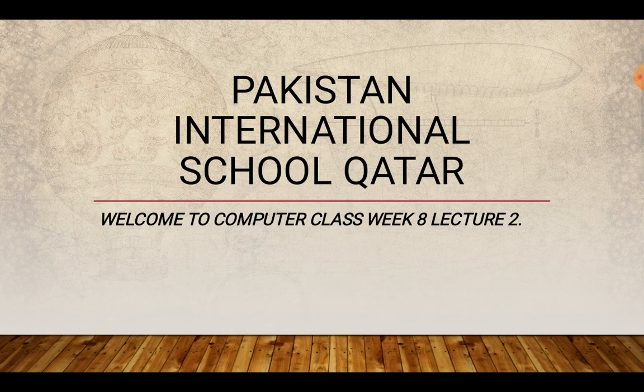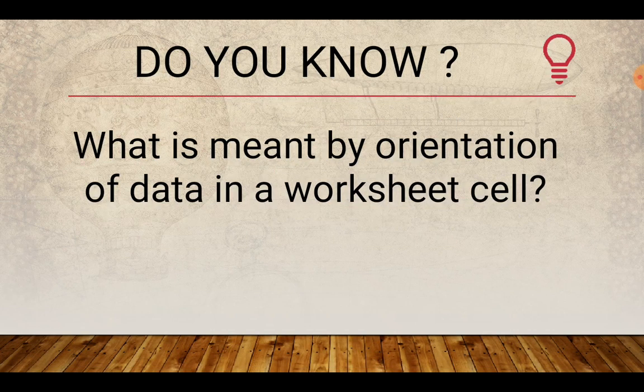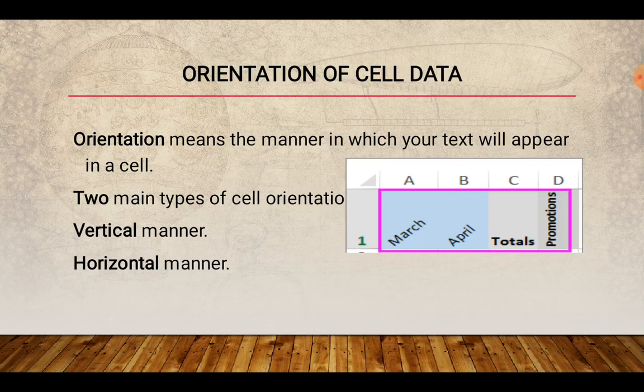Dear students, do you know what orientation of data means in a worksheet cell? No? Okay, no worries. I will tell you, my dears. Orientation means the manner in which your text will appear in a cell. Cell orientation can be of two types. It can be in vertical manner, or it can be in horizontal manner.